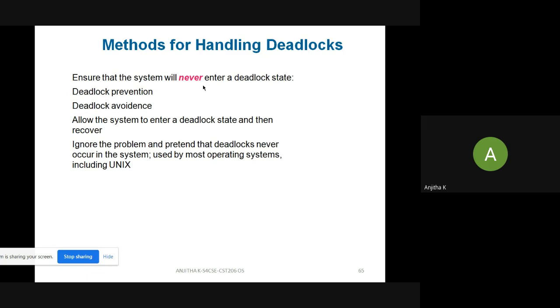Second one. And what is the third criteria? Third one means ignore the problem and assume that no deadlock will occur in the system. Just pretend, assume, avoid the problem, then deadlock won't occur in the system. Just assuming. Okay, it is used by Unix operating system.